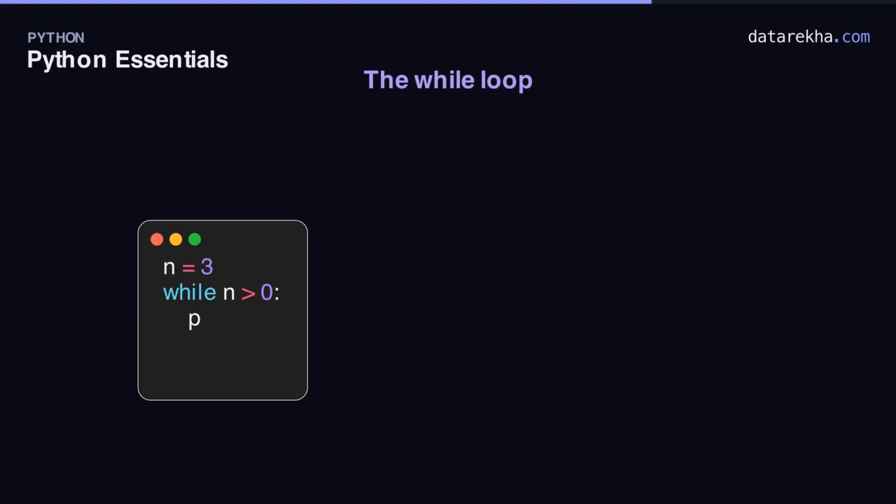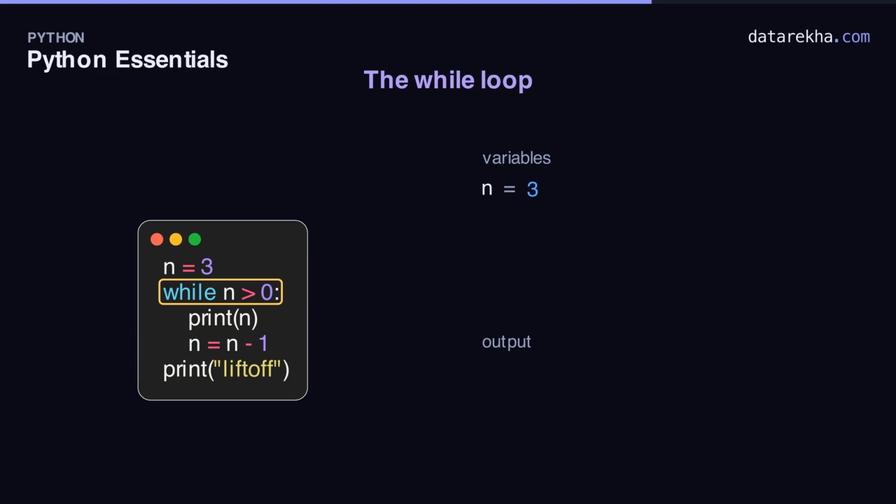A for loop runs a known number of times. A while loop runs as long as a condition stays true. You don't say how many times up front. Here's a countdown. n starts at 3. The rule. Keep looping while n is greater than 0. Each pass we print n, then knock it down by 1. The danger. Forget that last step, and n never changes. So the loop runs forever.